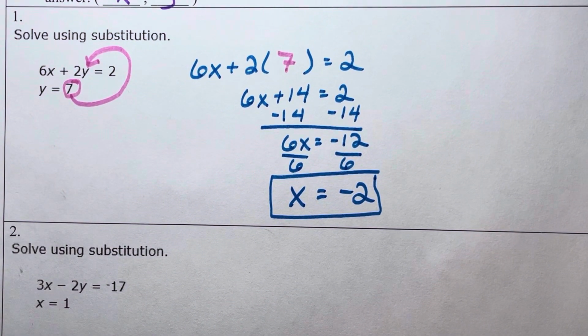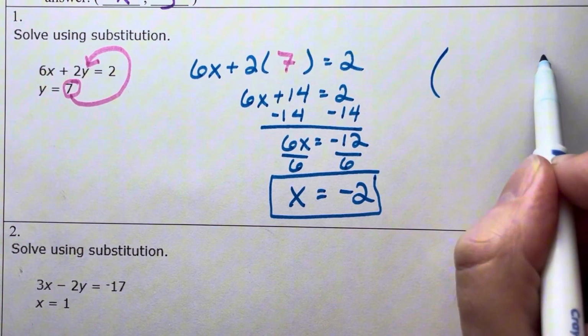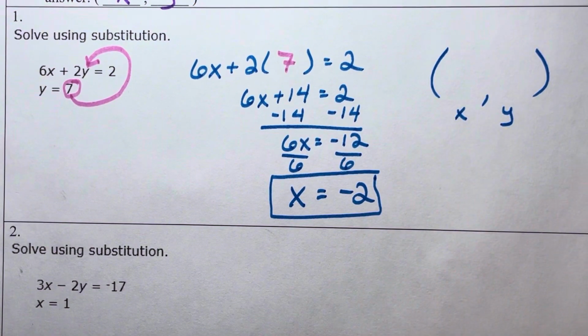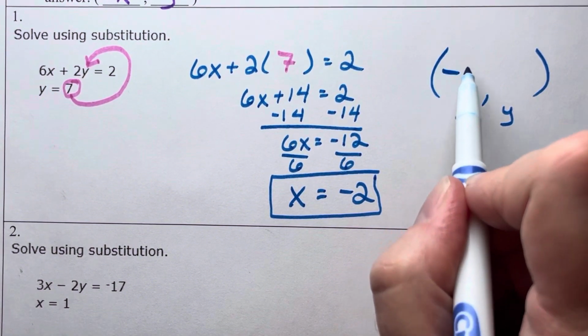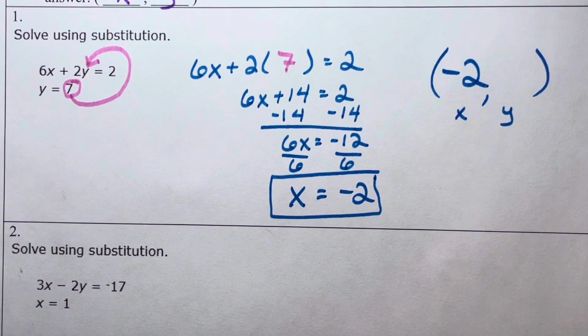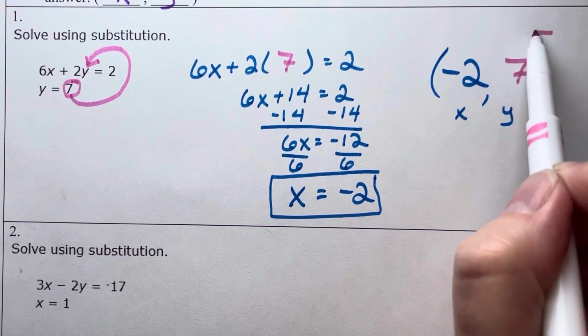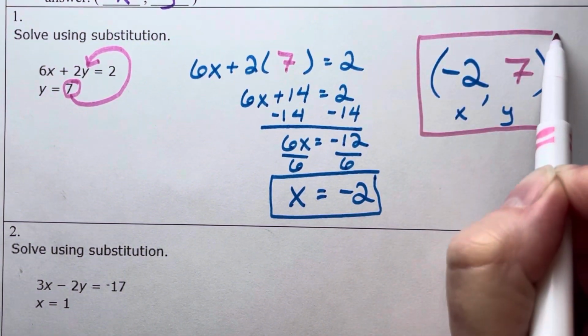As a result, we can go ahead and get our final answer. And our final answer is going to always be in XY format. Our x was negative 2, and we were given the y value of 7. And there you go.